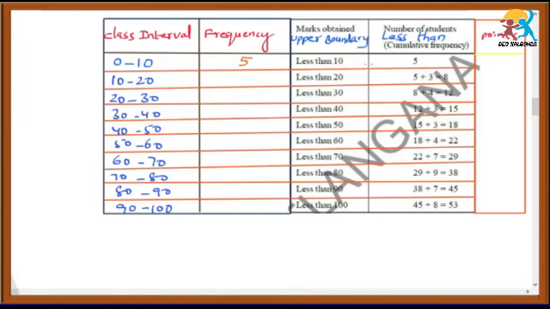Just observe the frequencies. Less than 20 is 8 students, and less than 10 is 5 students. That means above 10 and below 20 will be how many students? These 3 students only. So the frequency will be 3 itself. Again, once again observe, less than 20 is 8 students. So below 10, that means less than 10 students is 5, then the 6th student, 7th student and 8th student, these 3 students will come under the 10 to 20 class interval.